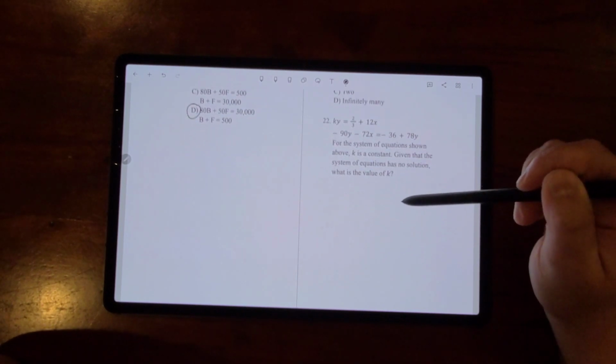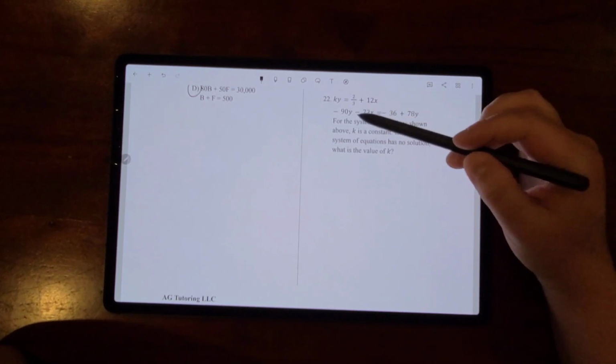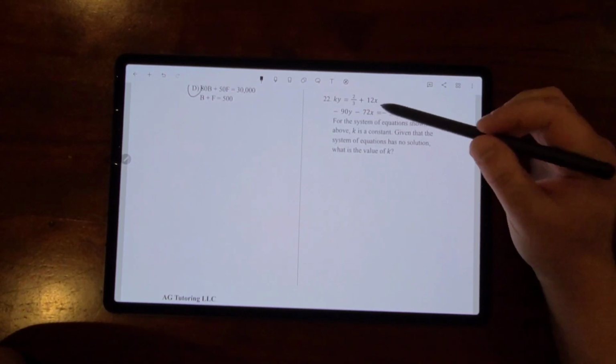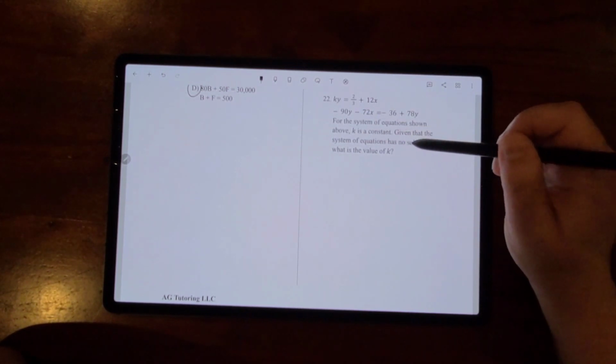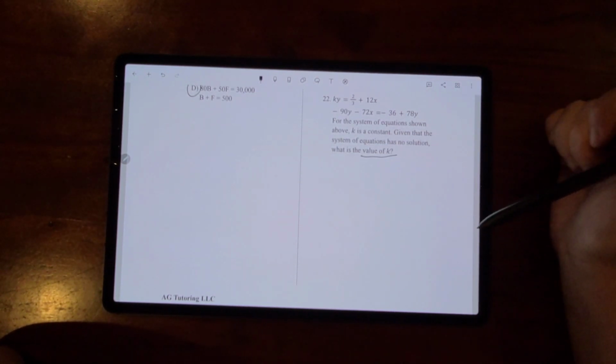So now let's go to number 22 here. This is one that a lot of people have struggled with, these types of problems. For the system of equations shown above, k is a constant given that the system of equations has no solution. What is the value of k? So we want the value of k, and there's going to be no solution to the system.